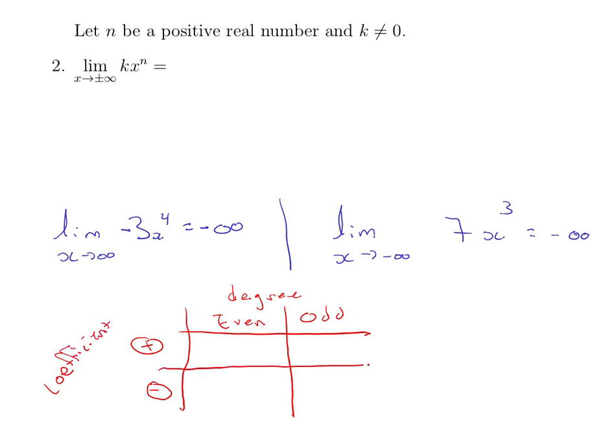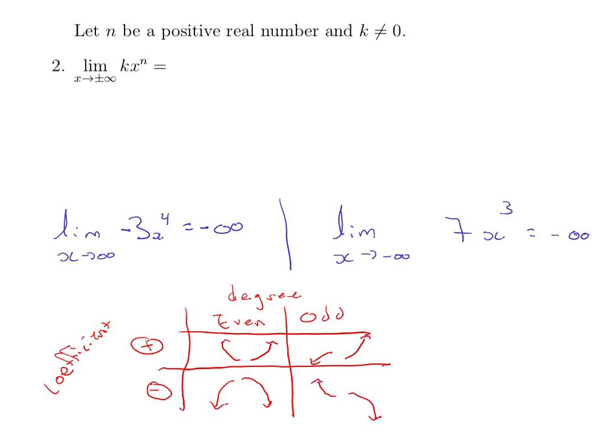And we can just draw up the end behavior here. Any even degree function, the end behavior looks like this. And an odd degree function looks like this. But if we put a negative sign out front, then we flip it upside down.